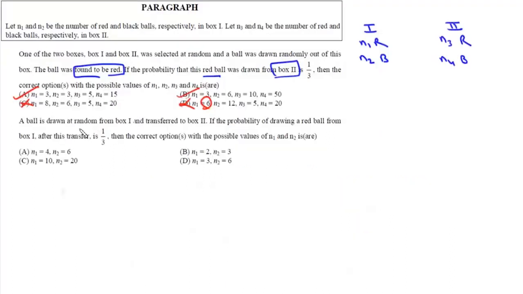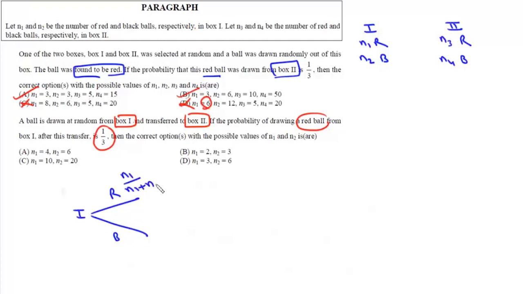Then the second part, it says a ball is drawn at random from box 1 and it is transferred to box 2. If the probability of drawing a red ball from box 1 after this transfer is 1 by 3, then the correct options with possible values of n1 and n2 are. Now from box 1, we have transferred one ball. Now this ball could be red or it could be black. Now it is red with the probability n1 upon n1 plus n2.